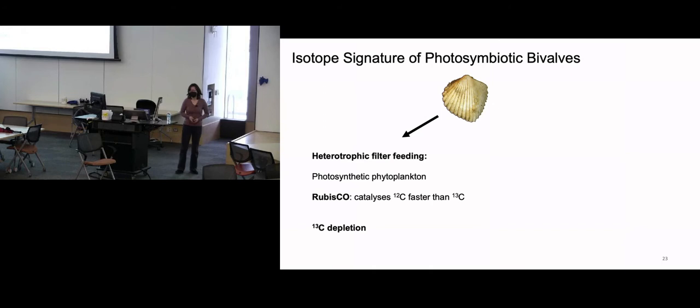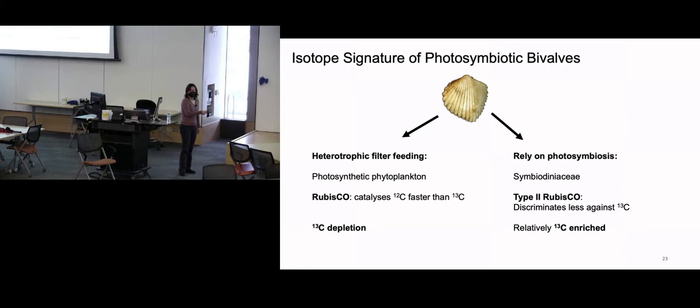Right? The second option is you entirely rely on photosymbiosis. Then your carbon source is coming from the symbionts from the family Symbiodinaceae. Right? But luckily for us, this group of algae have a different type of Rubisco called type 2. It actually discriminates less against the C13. So if all your carbon sources are coming from this way, you're going to be relatively C13 enriched compared to this way. So you can imagine all kinds of combinations between these two feeding streams, but at least we have these two extremes to look at, right?